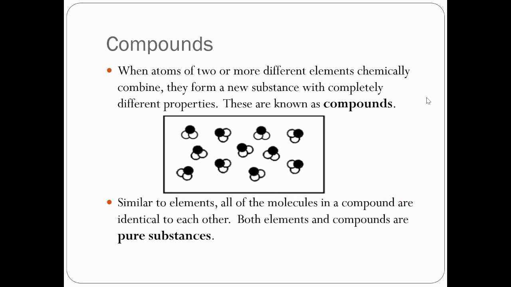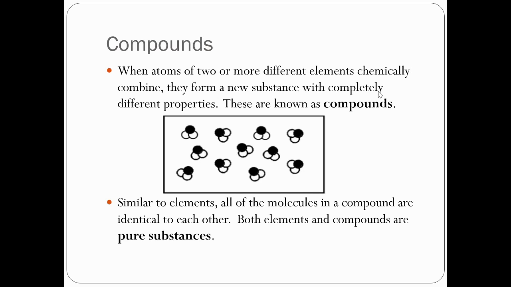Right, so here we have another example of compounds, which is what we just saw. Again, NaCl, which is table salt, H2O, which is water, CO2, which is carbon dioxide, the gas that we exhale. So when atoms of two or more different elements, remember that's a key word, different, get together and chemically combine, they form a new substance with completely different properties.